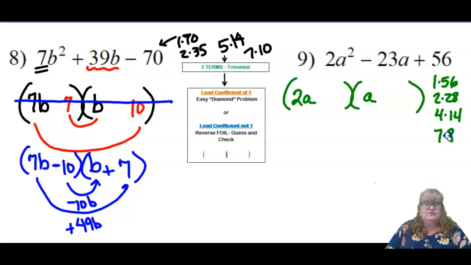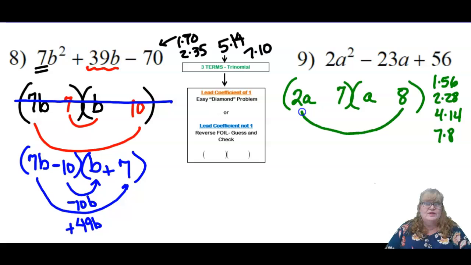7 and 8 is the one I thought of first, but if you want to try to start in the middle here with 7 and 8, I'm not going to put the 8 here because then these would both be divisible by 2. And there's no common factor here, so there can't be a common factor in my parenthesis. So let's try 7 and 8 this way.